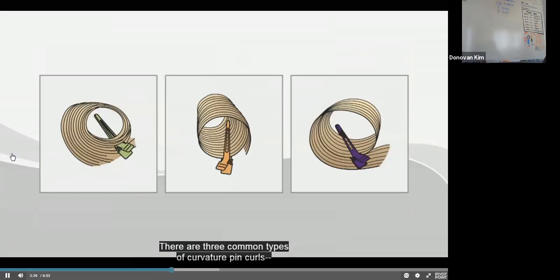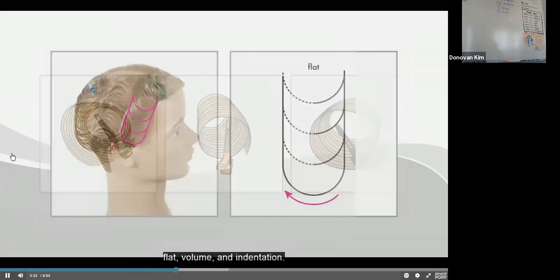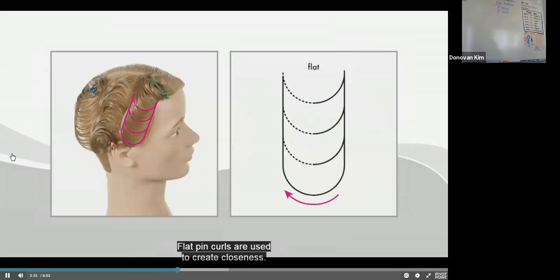There are three common types of curvature pin curls: flat, volume, and indentation. Flat pin curls are used to create closeness. The base, stem, and circle are flat. To create a flat pin curl, a clockwise oblong is first molded and sectioned at the front hairline. Flat pin curls begin at the concave end.